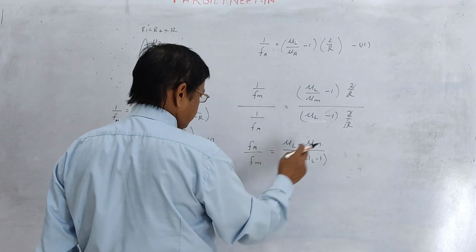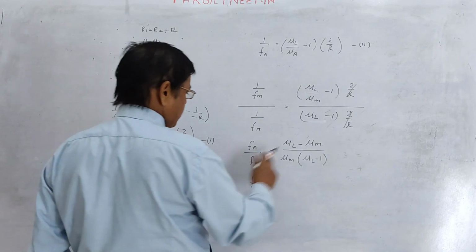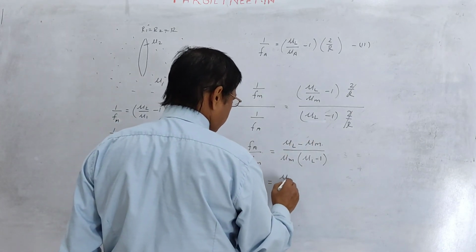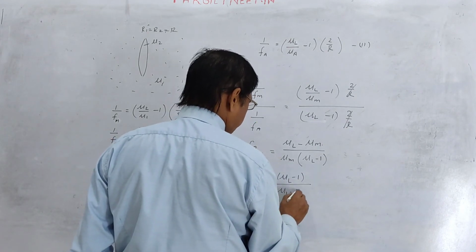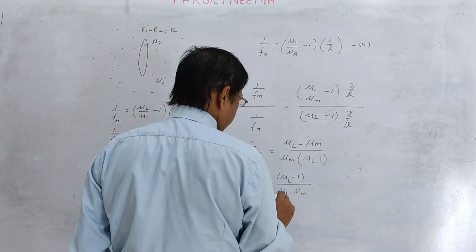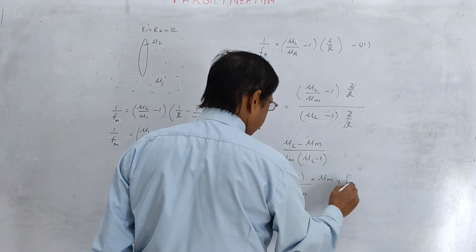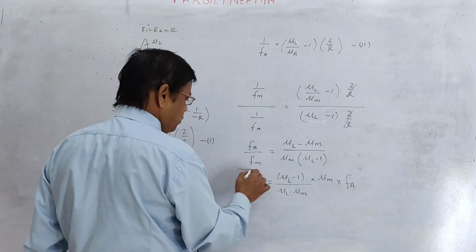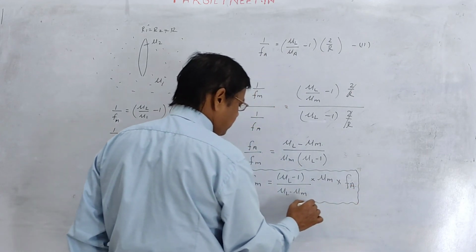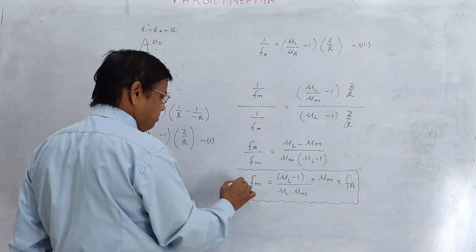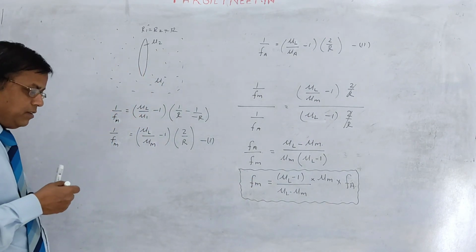You can write focal length in medium is equal to mu lens minus 1 upon mu lens minus mu medium into mu medium into focal length in air. So this is a relation between focal length of lens in medium and focal length of lens in air.